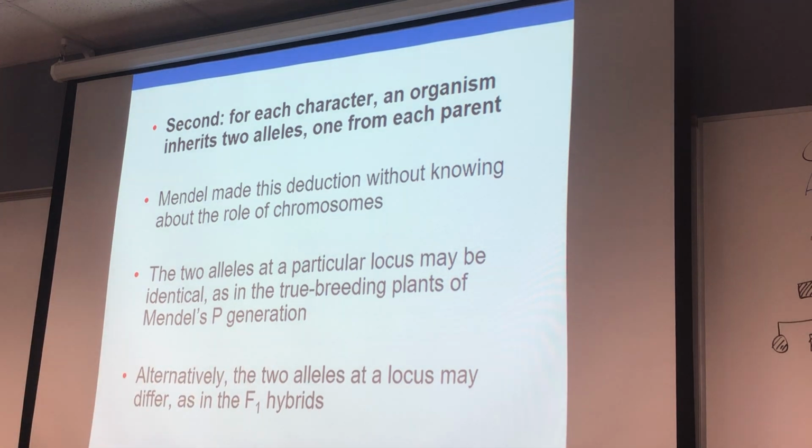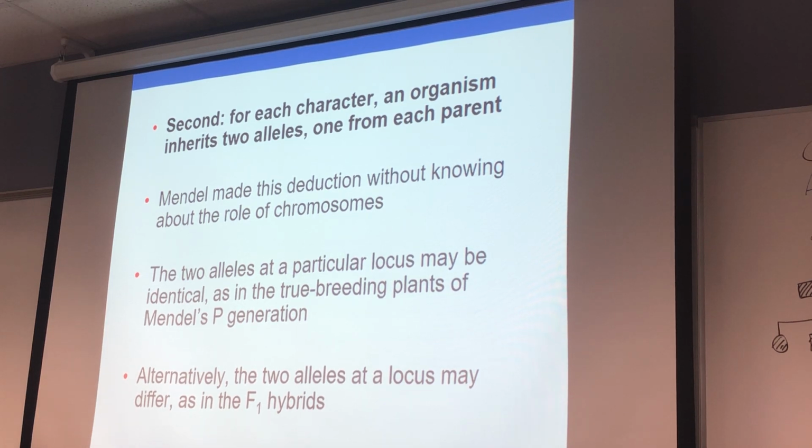So, first concept, alleles, alternative versions of the gene. It codes for the differences in the character variants, okay? Second concept, for each of these characters, you receive 2 alleles, one from each parent, one from dad, one from mom, okay? So, concept number 1, alleles, alternative version of the gene. Concept number 2, you receive one from mom, you receive one from dad.